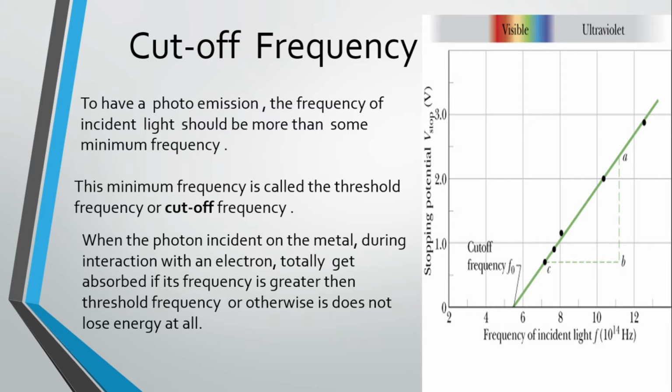Cutoff frequency. Here the graph depicts the frequency of incident light versus stopping potential. It also explains that when the frequency of incident light increases, the stopping potential also increases. To have photoemission, the frequency of incident light should be more than some minimum frequency. This minimum frequency is called the threshold frequency or cutoff frequency. When a photon is incident on a metal, during interaction with an electron it is totally absorbed if its frequency is greater than the threshold frequency, or otherwise it does not lose energy at all.